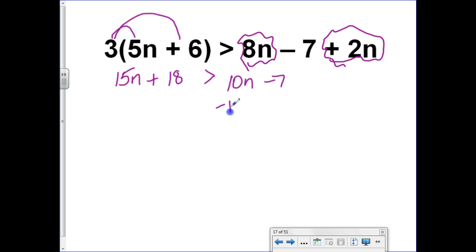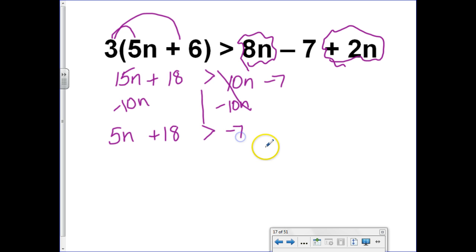Everybody can be happy here because we can simply subtract 10n from each side of my inequality. That goes to 0. Nice. These two combine to be 5n. I'll bring my plus 18 greater than negative 7. Now we're cooking, and you just keep continuing on getting that variable isolated. This goes to 0. I now have plain old 5n. This is negative 25. And I say, sweet. Divide by 5.